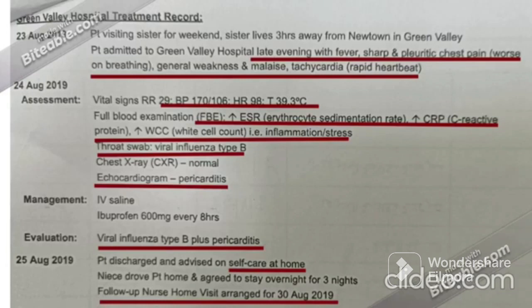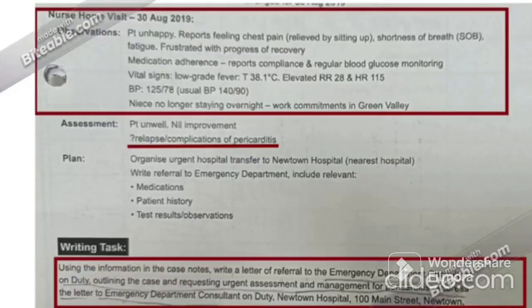Since she's staying alone, actually the niece was supposed to stay, and she agreed for only 3 nights. And from the hospital upon discharge, they have arranged one home visit from the nurse, which will be on 30 August 2019. And on that day, the nurse home visit finished, and this is the report, and that is your role. You are the home nurse. So upon home visit, whatever findings are relevant, we have to write in the letter.